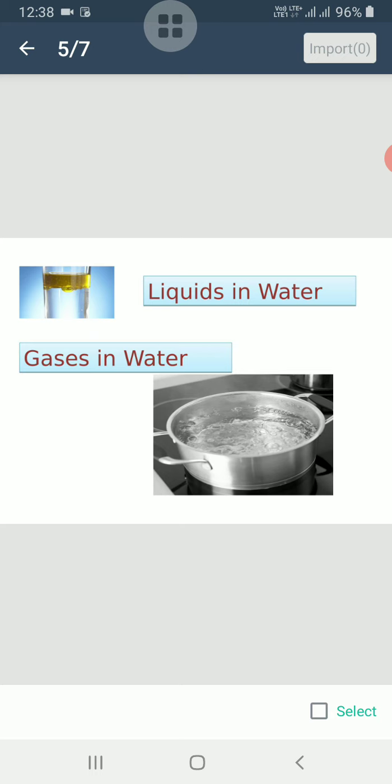When you open bottles of drinks like Coca-Cola and any other aerated drinks, bubbles of gas come out. These are the bubbles of carbon dioxide gas which have been dissolved in water under great pressure.